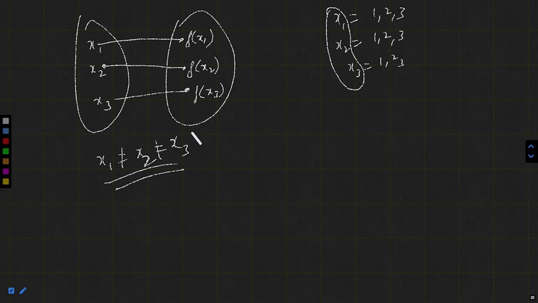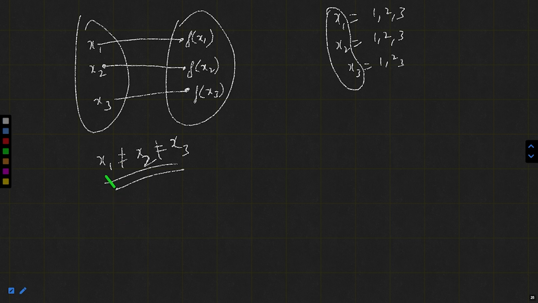This happens. So if this is 1, then this might be 2 or 3. If this is 3, then it will be 2. If this is 2, then this might be 1, this might be 3, and so on. You can make arrangements.